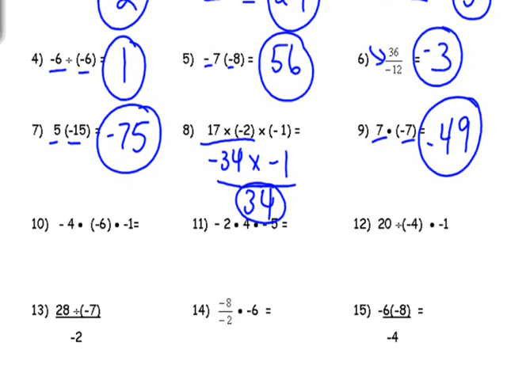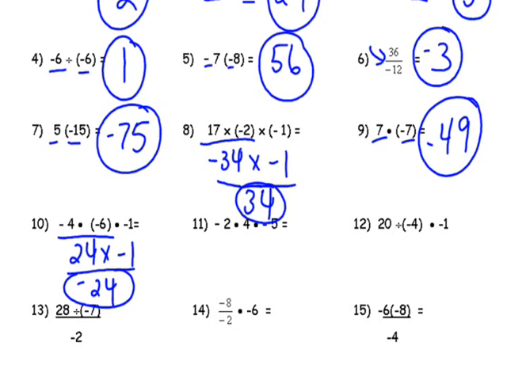Here we have, again, we're going to have to use order of operations actually on the rest of these examples. Here we have 4 times 6, which is 24. They're both negatives, so that's going to be positive 24. I'm going to bring down the -1. 24 times 1 is 24. The signs are opposites. That's going to be negative 24.